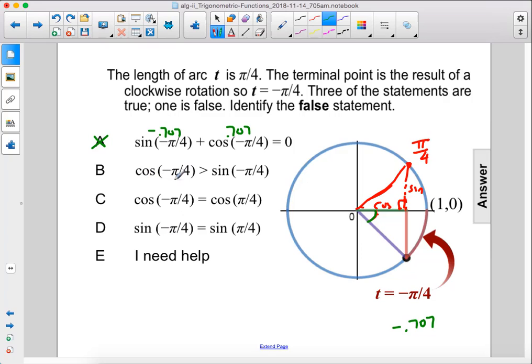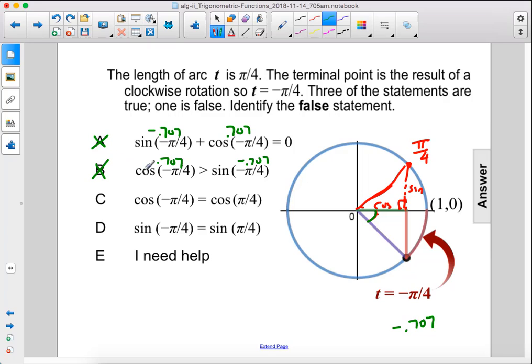The cosine of negative pi over 4, which is 0.707, is greater than the sine. Well, the sine of negative pi over 4, which we've already determined here, is negative 0.707. Positive 0.707 is greater than negative 0.707, so this is also true.